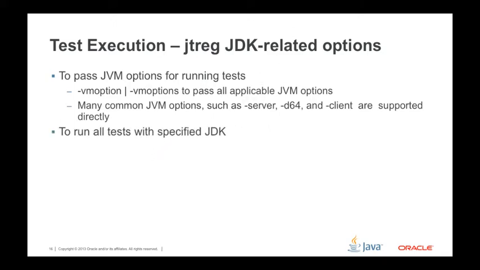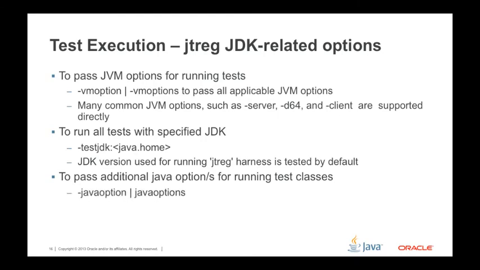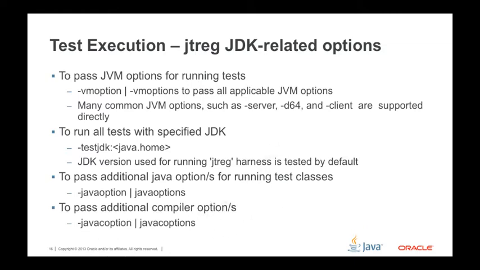To run all tests with a specified JDK, use -testjdk: location of the test JDK. Note that the JDK version used for running the JTREG harness is tested by default. To pass additional Java options for running test classes, use the -java option or -javaoptions. To pass additional compiler options, use the -javac option or -javacoptions.